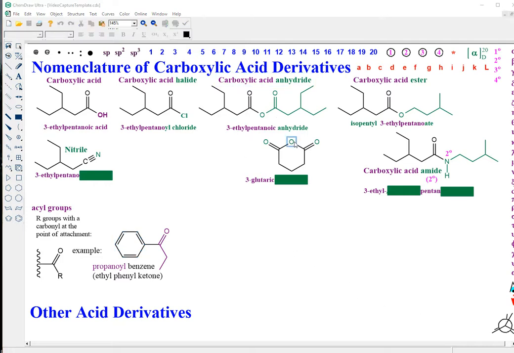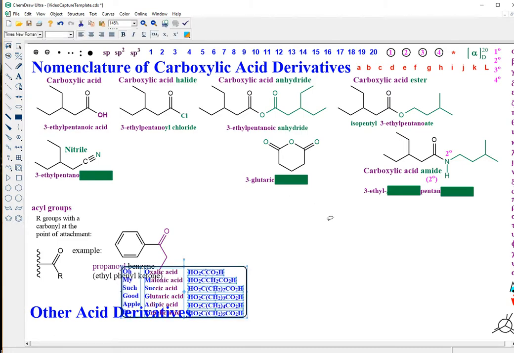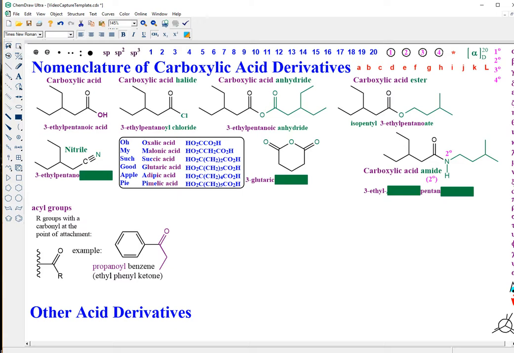Here's another carboxylic acid anhydride. Keep in mind that this was actually a dicarboxylic acid before it connected. And we are responsible for naming several of the dicarboxylic acids. Keep in mind that they start with 2 carbons. The first one being oxalic acid, following the mnemonic device, oh my such good apple pie, where we go from 2 all the way to 7 carbons, going with oxalic, malonic, succinic, glutaric, adipic, and pimelic acids.